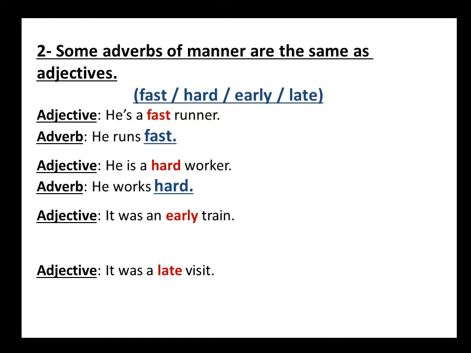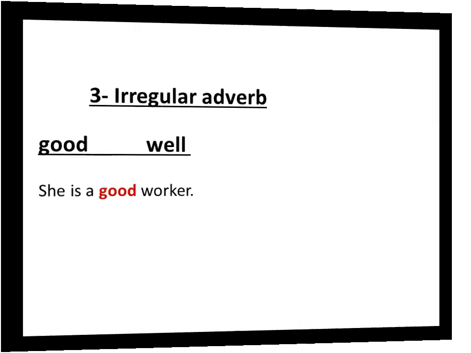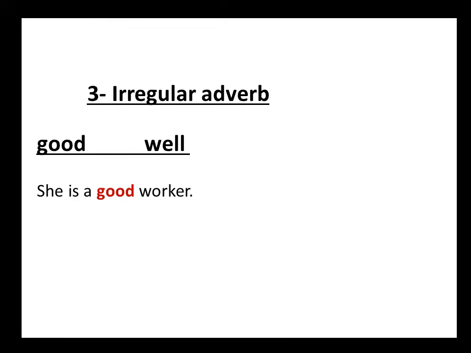Adjective, it was an early train. The adverb form, the train arrived early. It was a late visit. He visited us late. Number 3, irregular adverb. We have the adjective good. It becomes well when we change it into an adverb. She's a good worker. She works well.